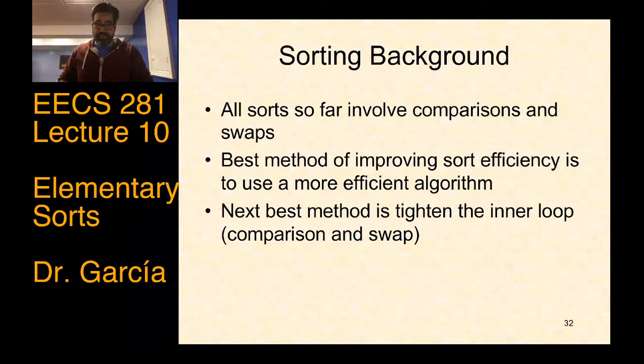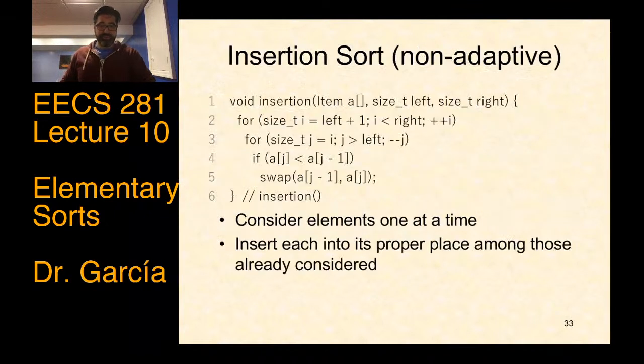And what we're going to see when we optimize insertion sort is that we're going to try to tune the inner loop quite a bit. So here is insertion sort, and this is, again, the non-adaptive version that we're going to start with. What you're going to do is consider elements one at a time, and insert each into its proper place among those already inserted. This might sound very similar to selection sort, but it is not.